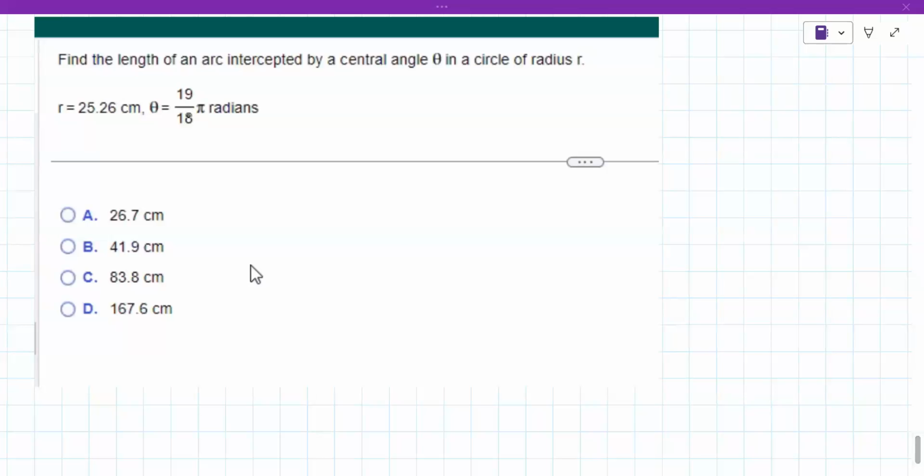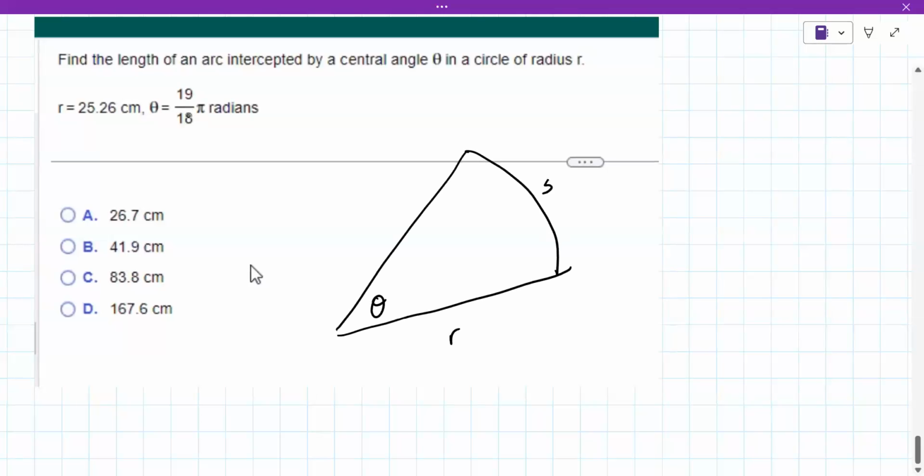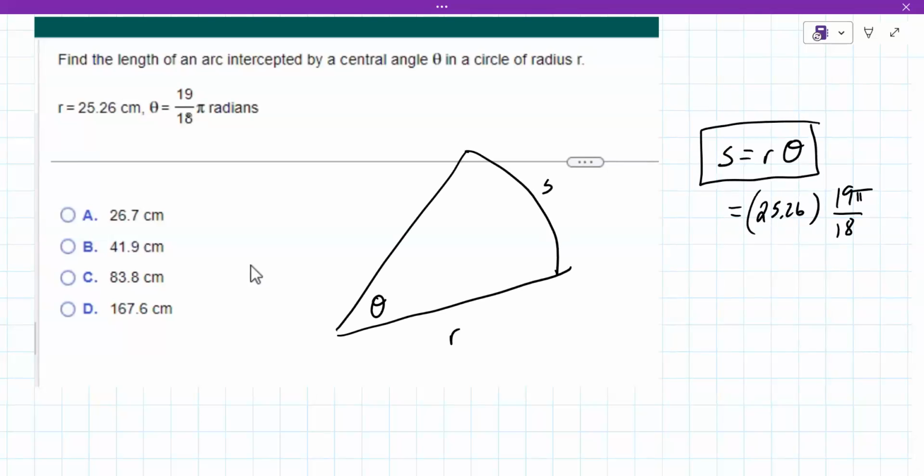All right, find the length of the arc intercepted by the central angle. So the angle here, this is called S, this is called R. The relationship is S equals R theta. So they're giving you the two values. They're giving you 25.26 for the radius. And they're telling you it's 19 pi over 18 for the angle. Okay. So you just multiply those together. All right, let me do that, one second.